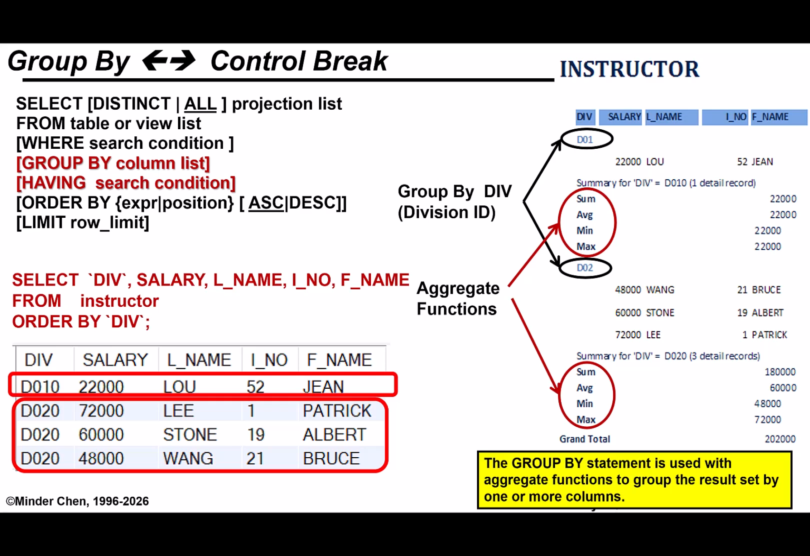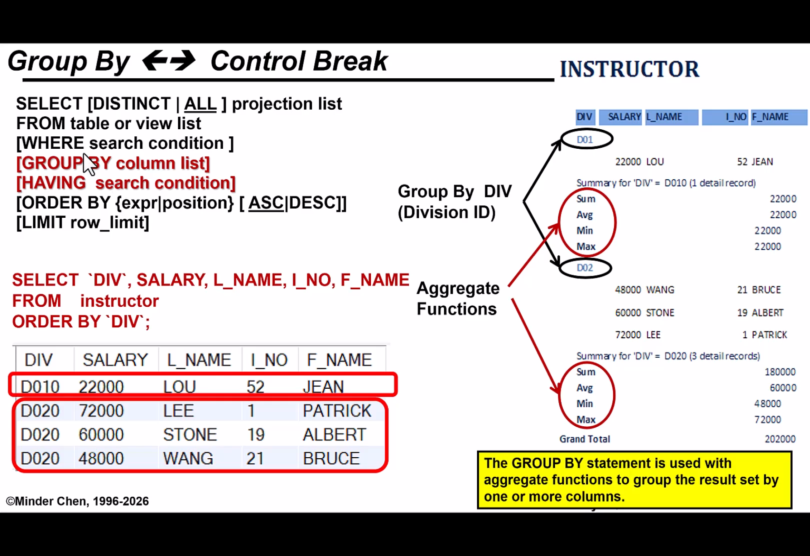One of the powerful SQL select statement features is to group data by certain column such that we can get summarized information to help us make informed decisions.